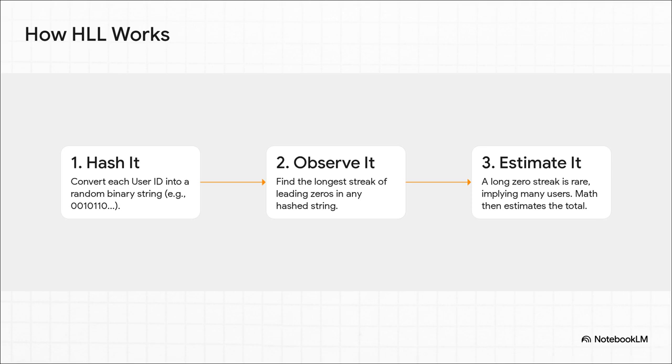Think about it this way. It's like flipping a coin. Getting heads 5 times in a row? A little unlikely. Getting it 20 times in a row? That's super, super rare. So if the algorithm sees a really rare pattern, like a long streak of zeros, it knows it must have looked at a huge number of users to have found one. It's all based on probability.